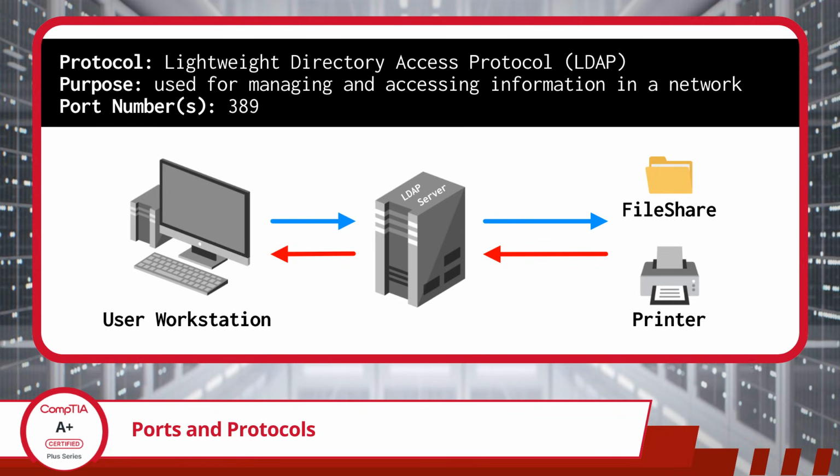Another protocol available for use is LDAP, or Lightweight Directory Access Protocol. This is a protocol used for managing and accessing information in a network. It's like a phone book for a network, helping to organize and find information about network resources such as users and services. LDAP uses port 389 to communicate. It allows network administrators to quickly find and manage information about users and resources on their network. This is especially useful in large organizations with lots of users and network services.